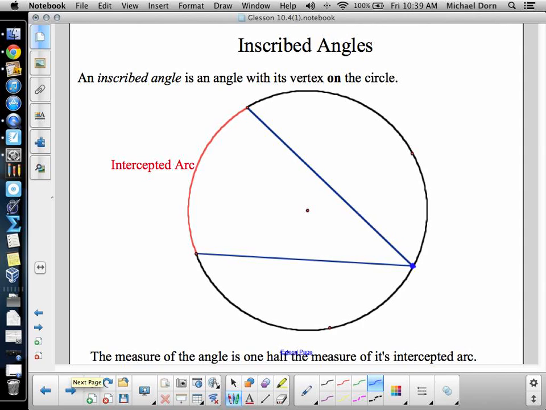Every inscribed angle intercepts a specific arc. So it's like what is being cut out by that angle. And very simply put, the measure of the angle is 1/2 the measure of the arc. Now, yesterday we had a central angle. I said the measure of the angle equals the measure of the arc.